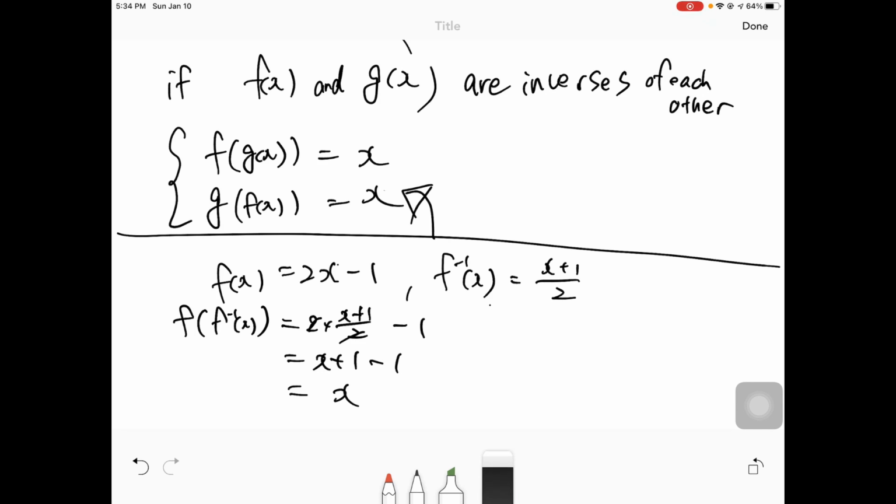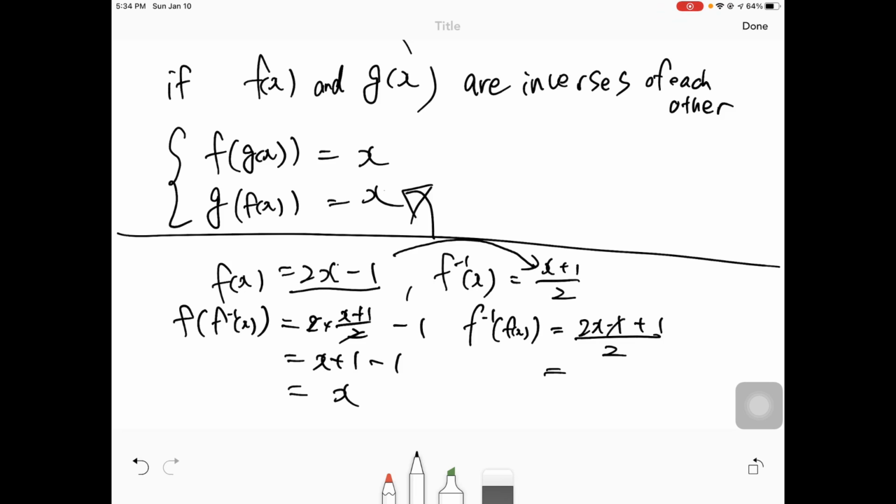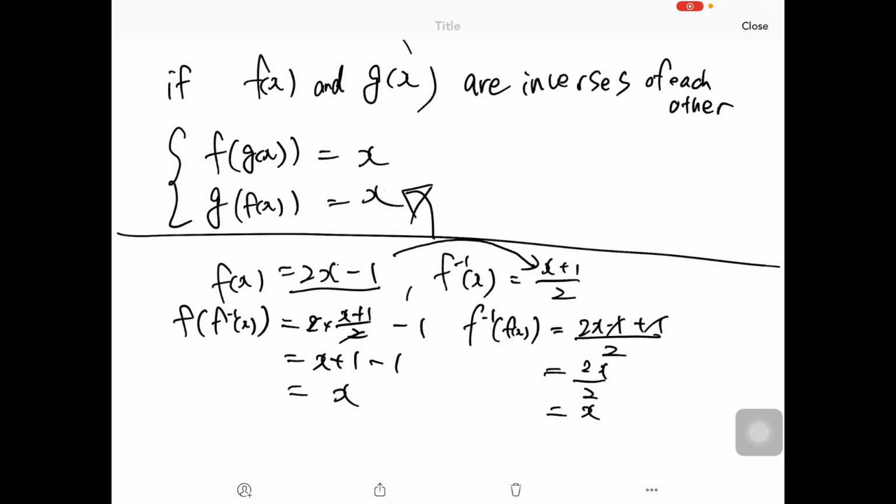And the other way too, f inverse of f of x. In this case, you plug this into x here. So 2x minus 1 plus 1 over 2. Cancel out, 2x over 2, which is x. So this means you verify these are inverse functions of each other. That's it.